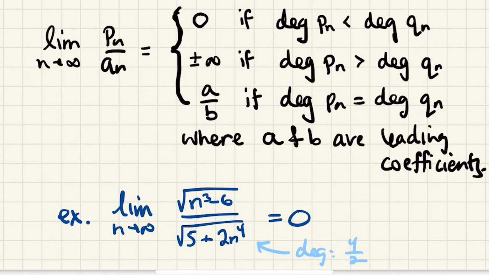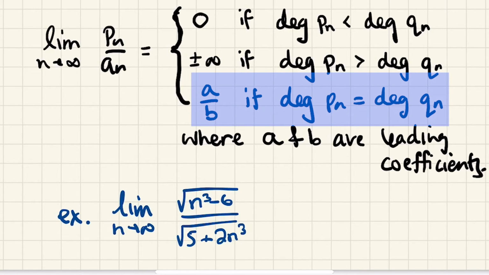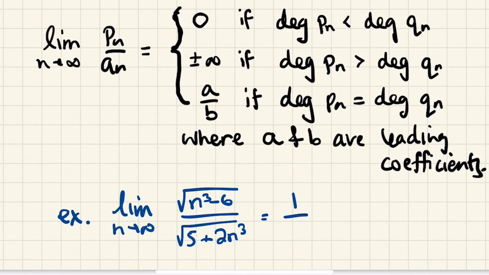So what if instead of this being 2n to the fourth, what if it were 2n cubed? Now we have matching degrees. And in that case, it's going to be the leading coefficient of the numerator, so that's the coefficient of the n cubed term. That's the square root of 1, which is 1, divided by the leading coefficient of the denominator, which would be the square root of 2. So this limit evaluates to 1 over root 2.